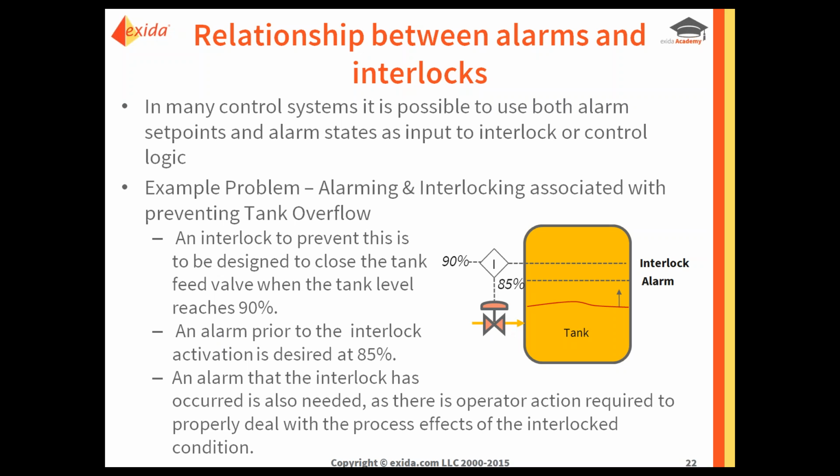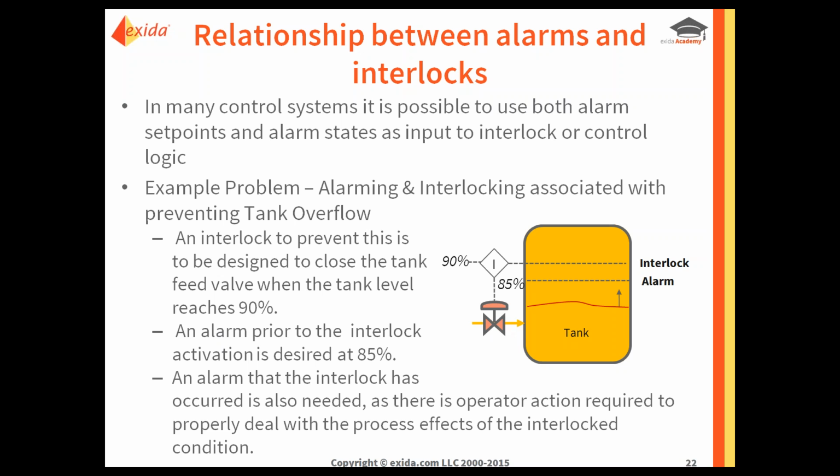So we want to look at the design consequences of that and what that means. For this, we'll look at an example problem where we want to implement both alarming and interlocking to prevent a tank overflow. The design requirements are that we have an interlock that will automatically shut the feed valve when the level in the tank reaches 90%. We also want an alarm to occur when the level reaches 85%.